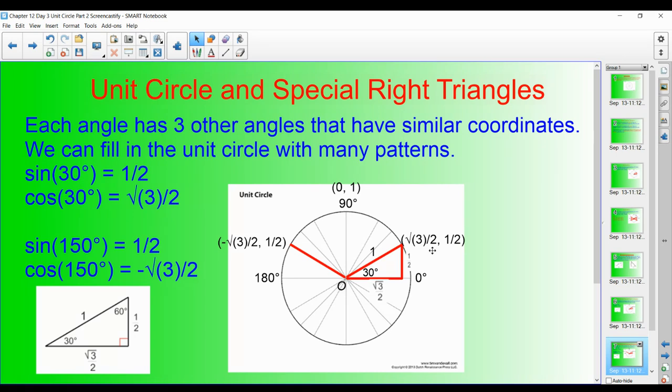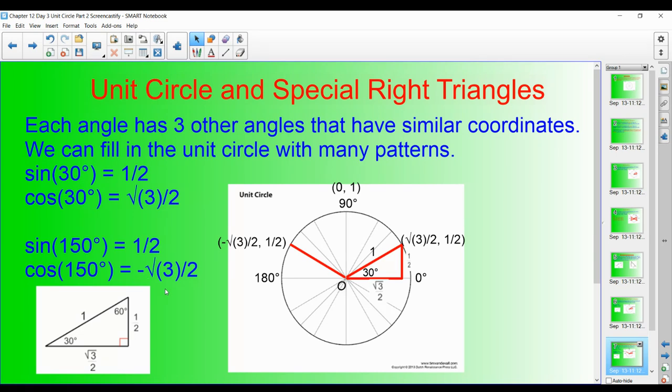And the only thing that's different about their x-coordinates or their cosines is that one goes to the right, so it's positive, and one goes to the left, so it's negative. So the cosine of 30 is positive square root of 3 over 2, and the cosine of 150 degrees is negative square root of 3 over 2.